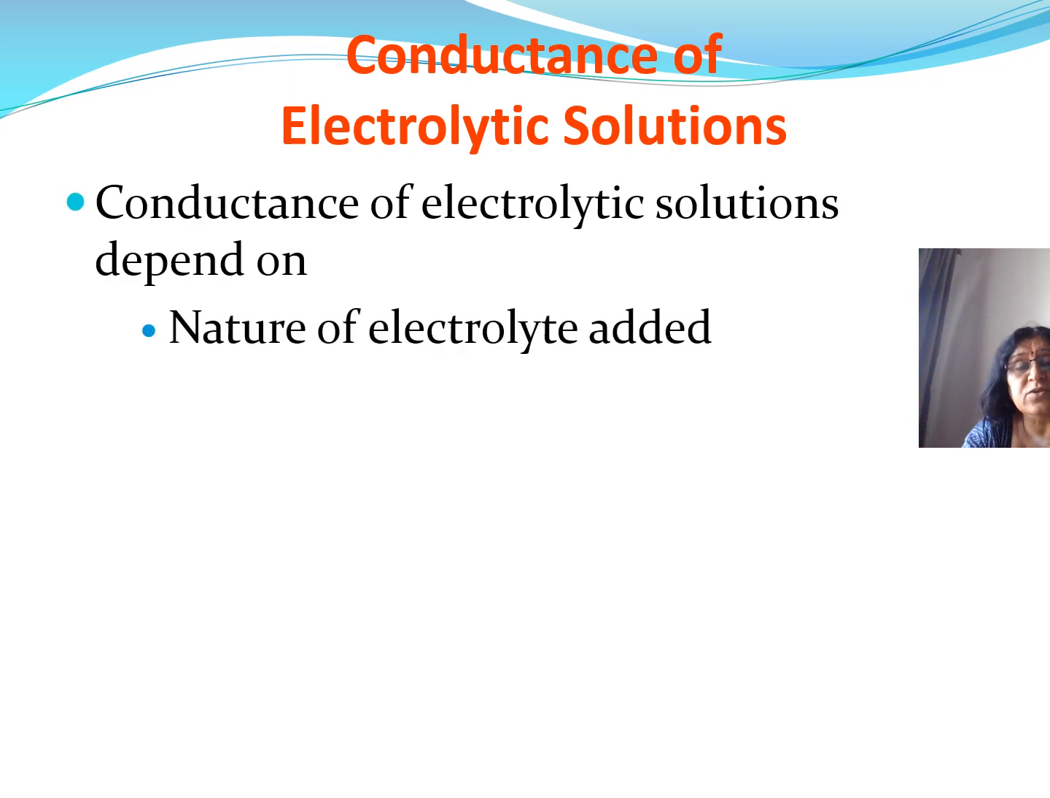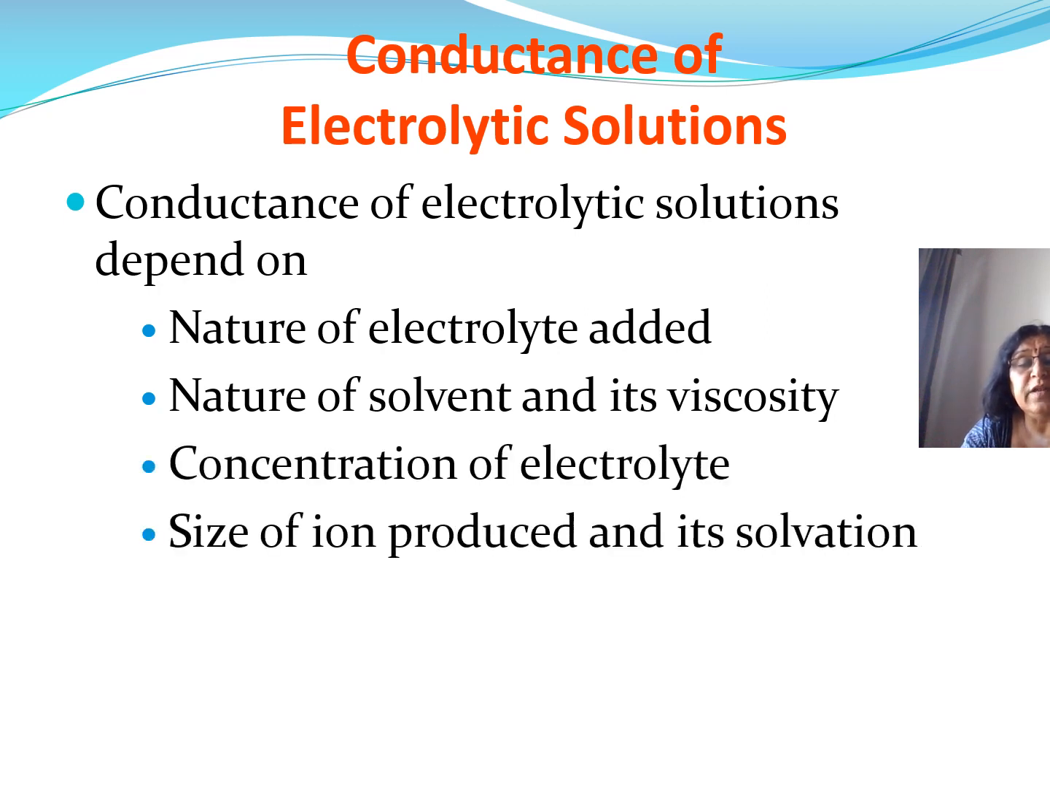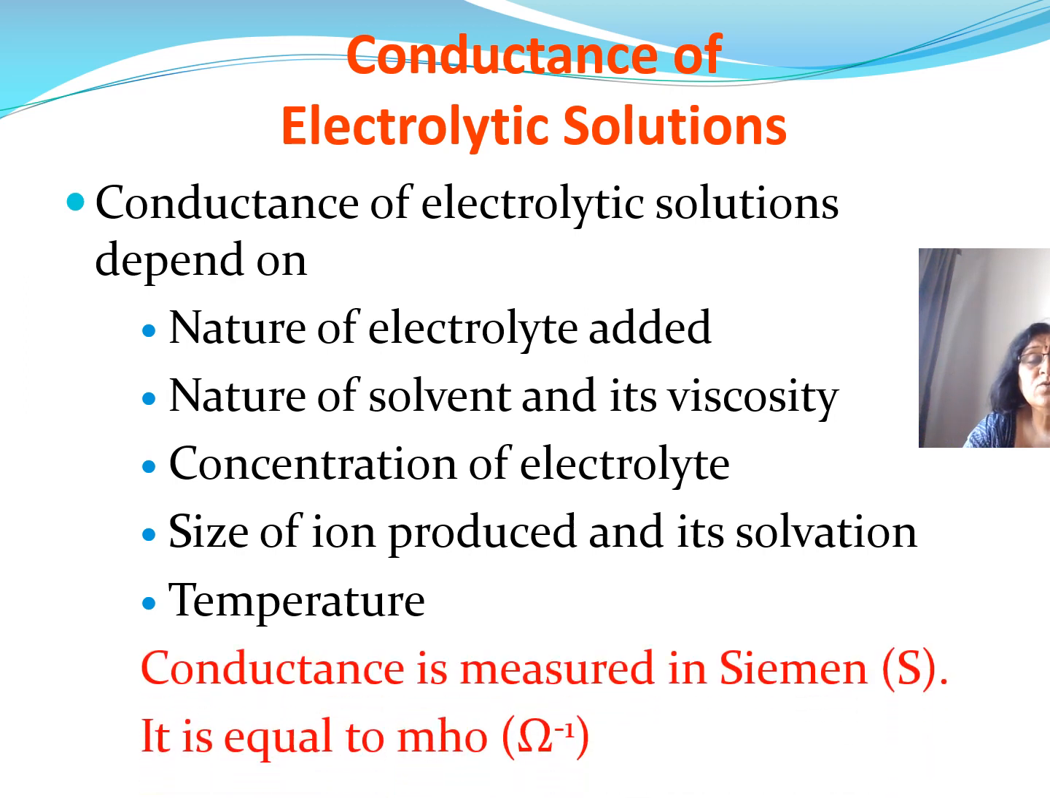Conductance of an electrolyte depends on the nature of the electrolyte added, the nature of the solvent and its viscosity, the concentration of the electrolyte, the size of the ions produced in its solution, and temperature. All these affect conductance. Conductance is the ease of flow of current, and it is usually measured in ohm inverse or Siemens.